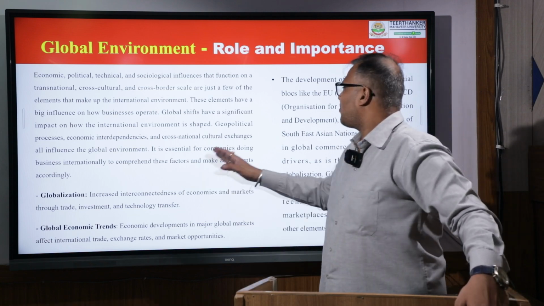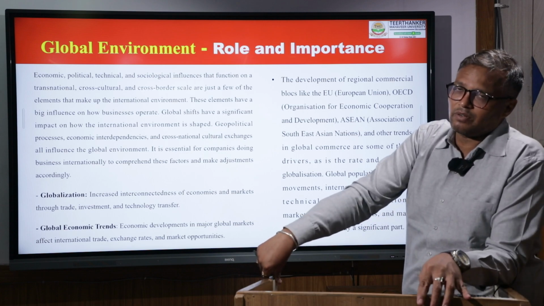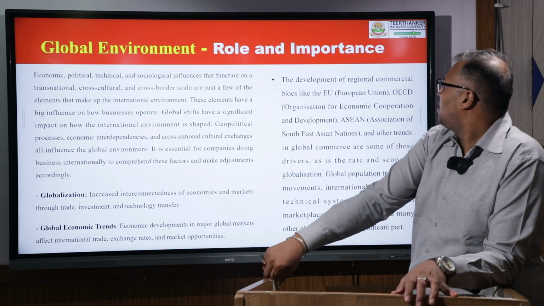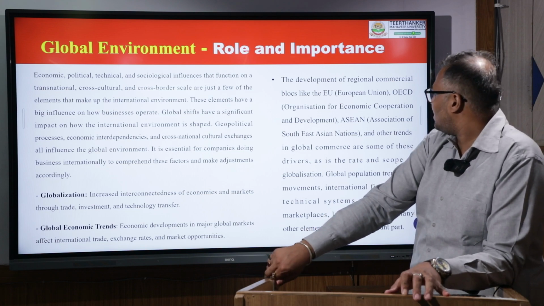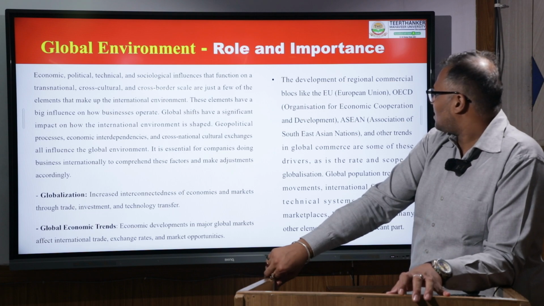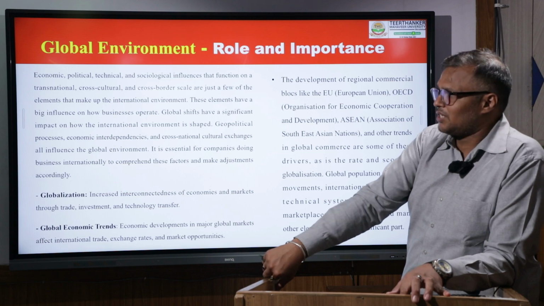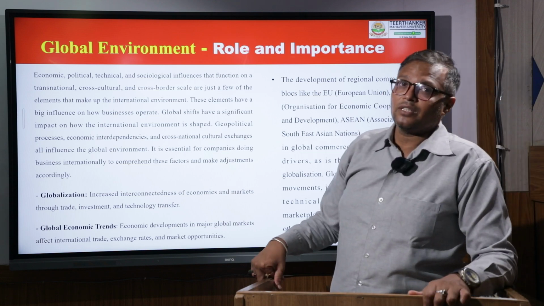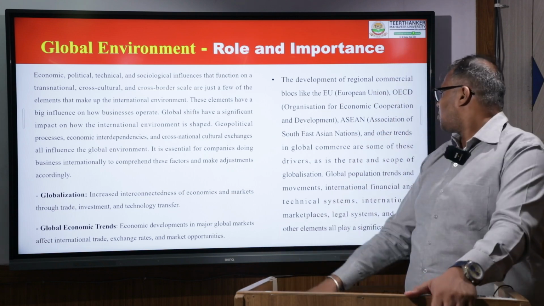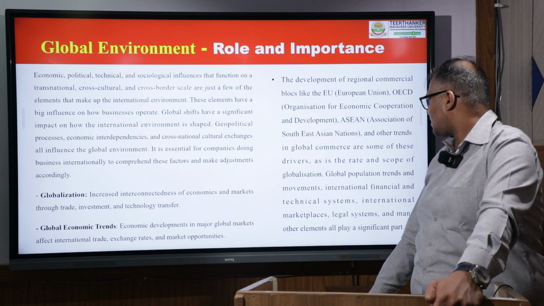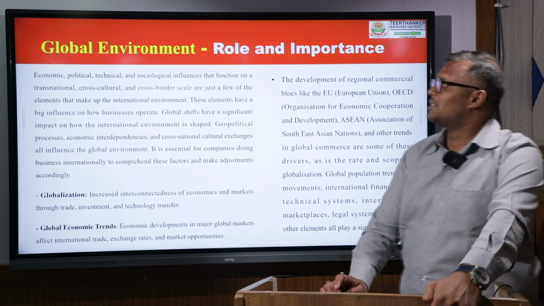Thus, how the global environment impacts is being studied through various blocks which are created in the various parts. For example, there is the European Union, OECD, that is the Organization for Economic Cooperation, ASEAN, that is the Association of Southeast Asian Nations, and various other global commerce drivers which study and rate the impact of globalization across the nations. Even the impact of the United Nations and its allied services is a very strong tool when you talk about the global environment. So global population, their trends, movements, international financial and technical analysis systems, legal systems, and many other elements play a very significant role when you talk about the global business environment.